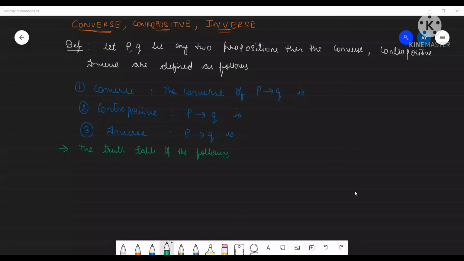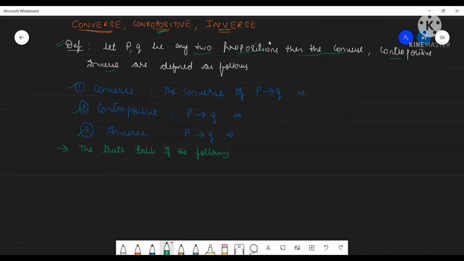In today's class, we are going to study converse, contrapositive, and inverse. In the previous class, we studied the different types of laws, and today we are going to see the definition of converse, contrapositive, and inverse. Let P, Q be two propositions, then the converse, contrapositive, and inverse are defined as follows.